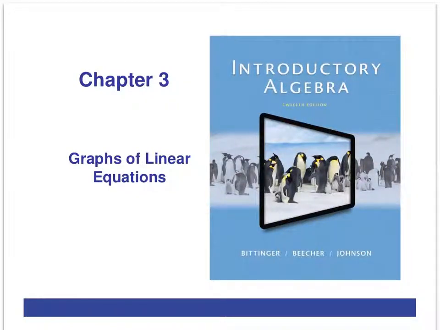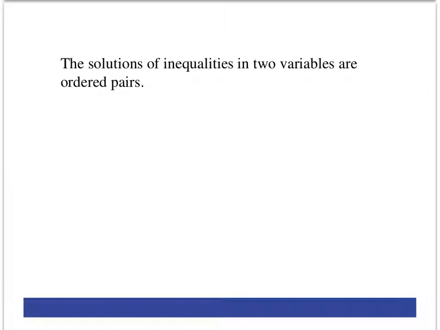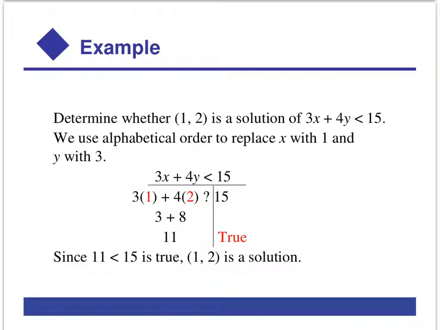Again, we're still dealing with graphs of linear equations, but now we're going to talk about inequalities. We're going to determine whether an ordered pair of numbers is a solution of an inequality in two variables, and then we're going to graph linear inequalities. So the solutions of inequalities in two variables are ordered pairs.